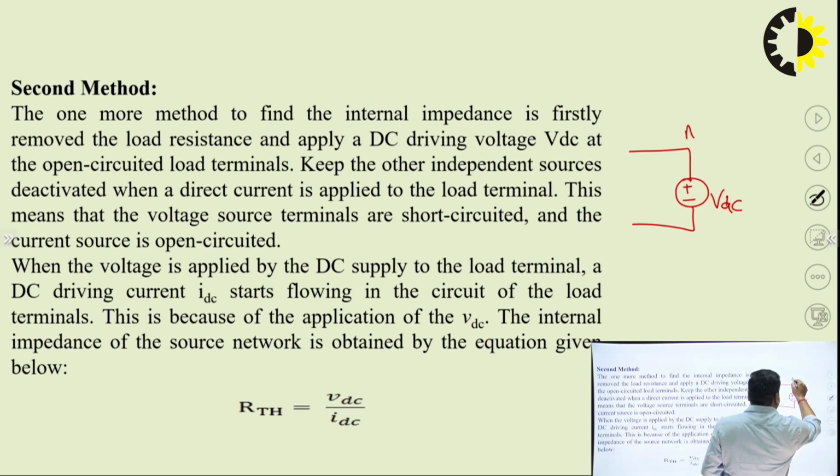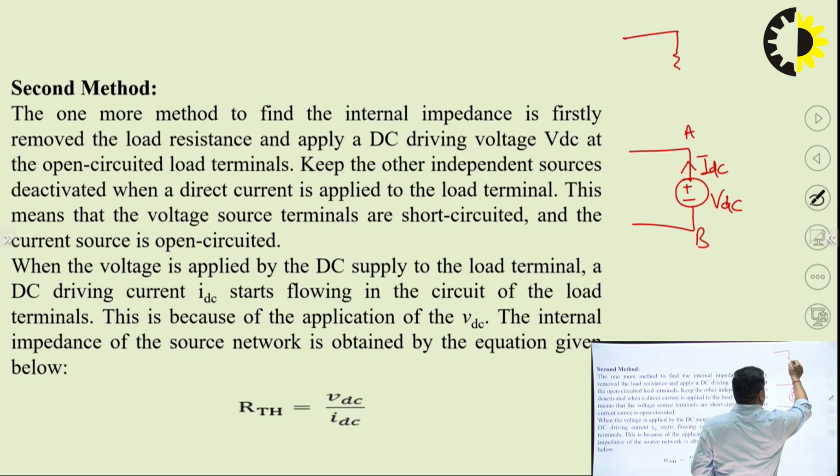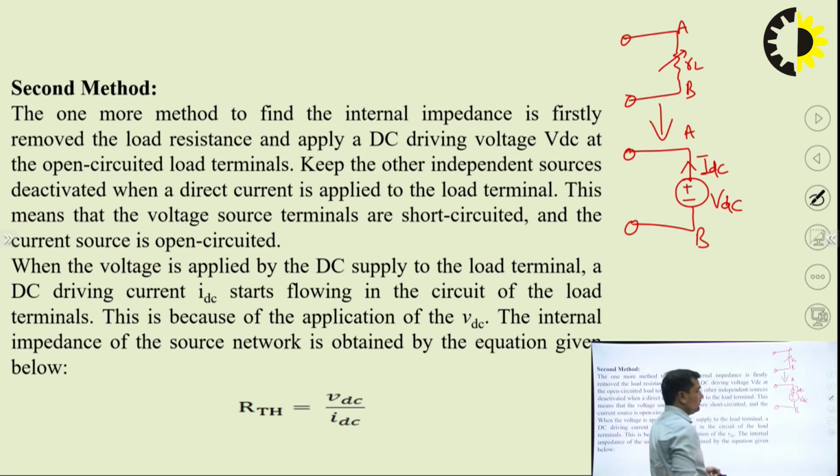Here it is terminal AB, and that is injecting current IDC. Here it is RL AB. This particular terminal is replaced by this VDC, which is injecting current IDC into the network. Okay, so here it is RTH.